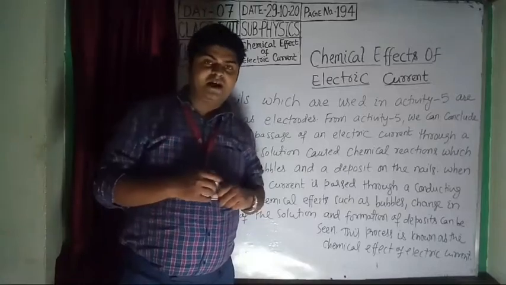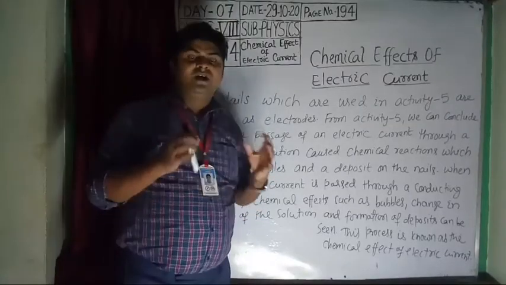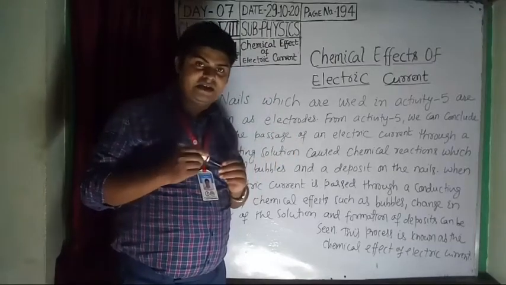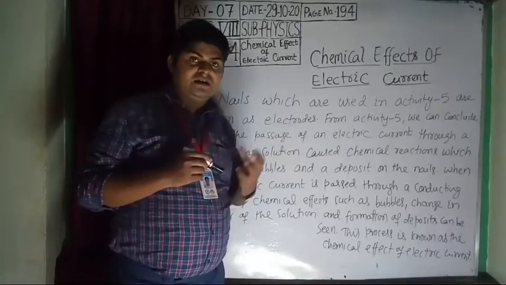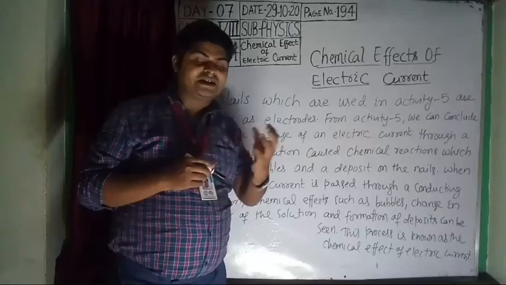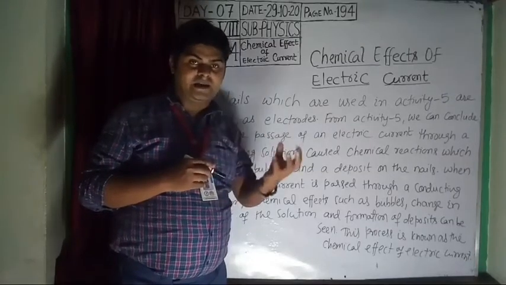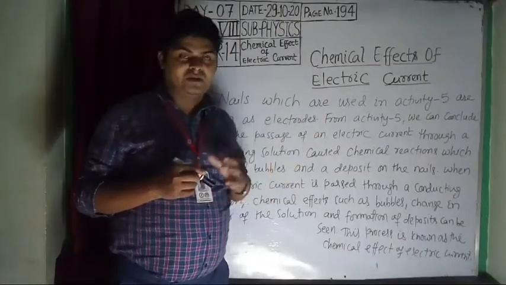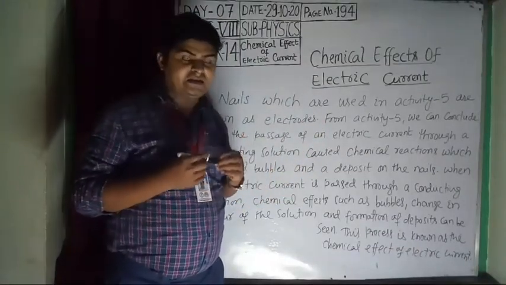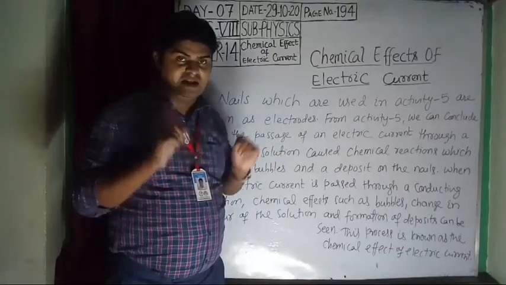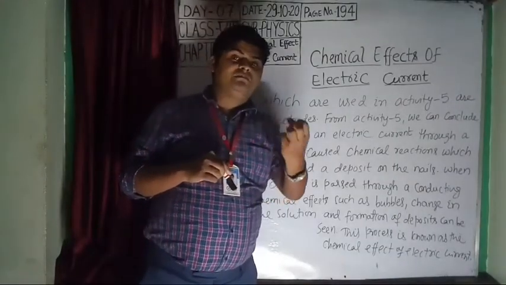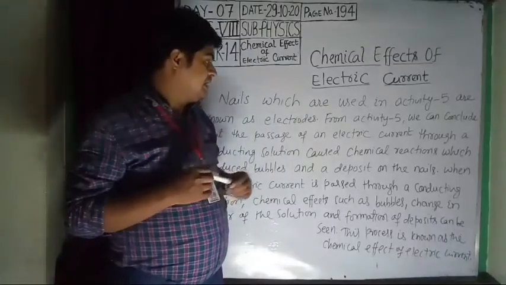In activity 5 we have seen current flowing through the two iron nails with a cell in the liquid. Which type of liquid? Conducting liquid, not normal water. When we mix salt and hydrochloric acid, it produces a chemical effect in the liquid and forms bubbles, and those bubbles are deposited on the iron nails.